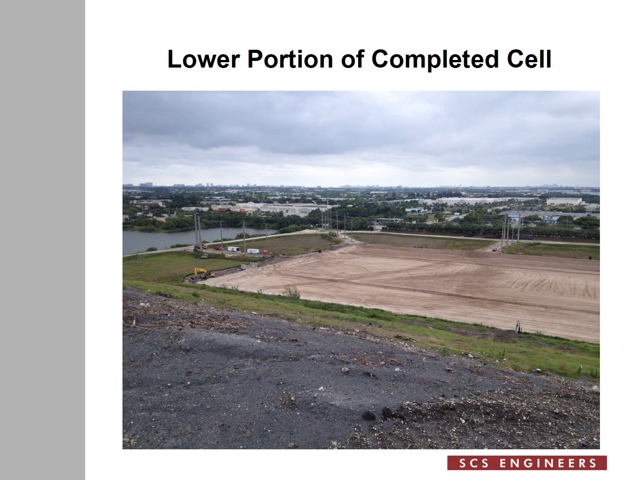Here it shows the completed cell. Again, in this case, it was a 12.5 acre cell. If you look closely, you will see the 2 lines which represent 2 leachate lines. One is closer to you and one further back. These are the leachate collection pipes that were constructed in this project.